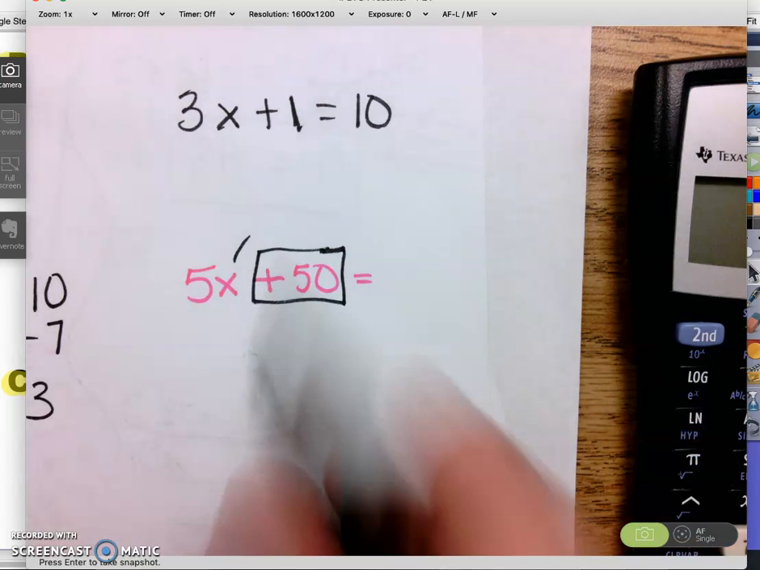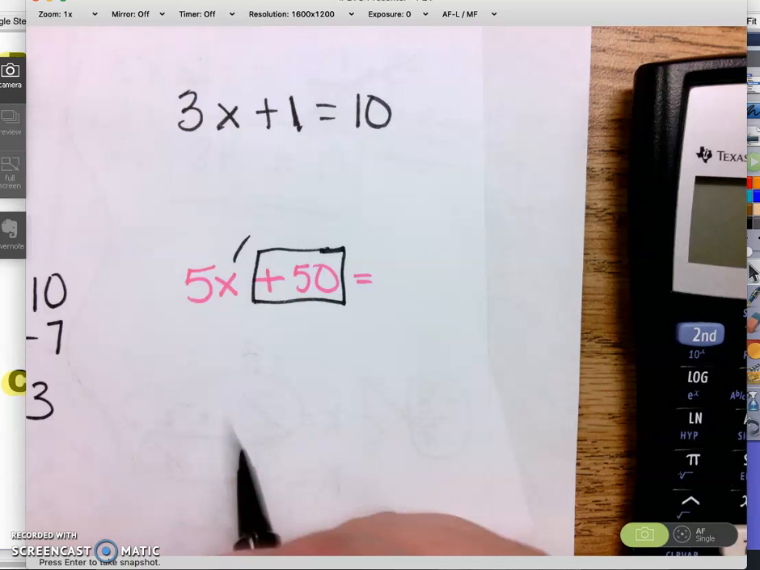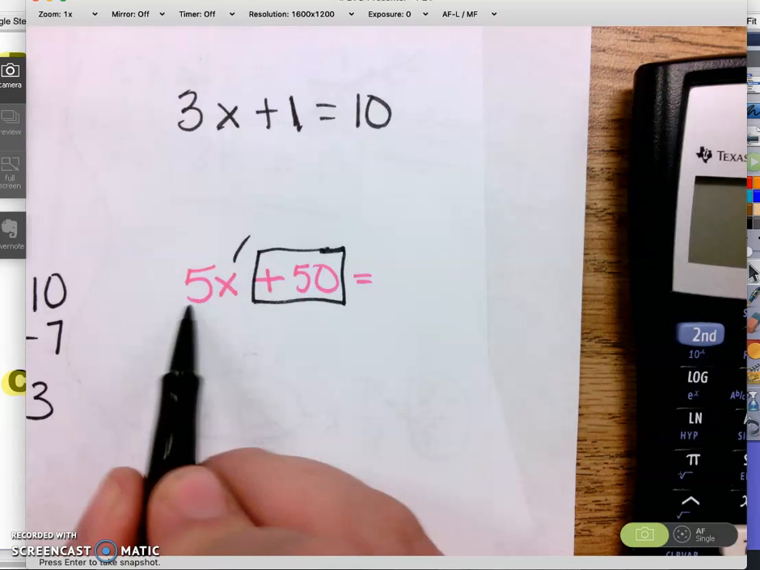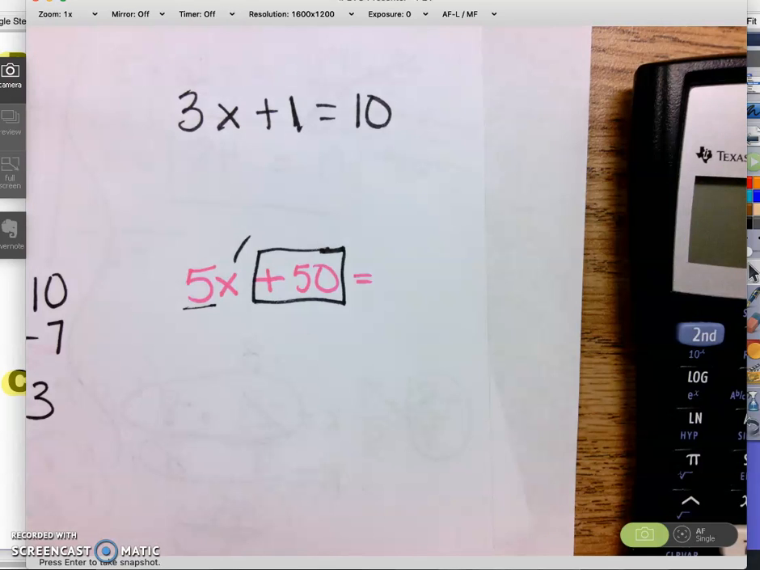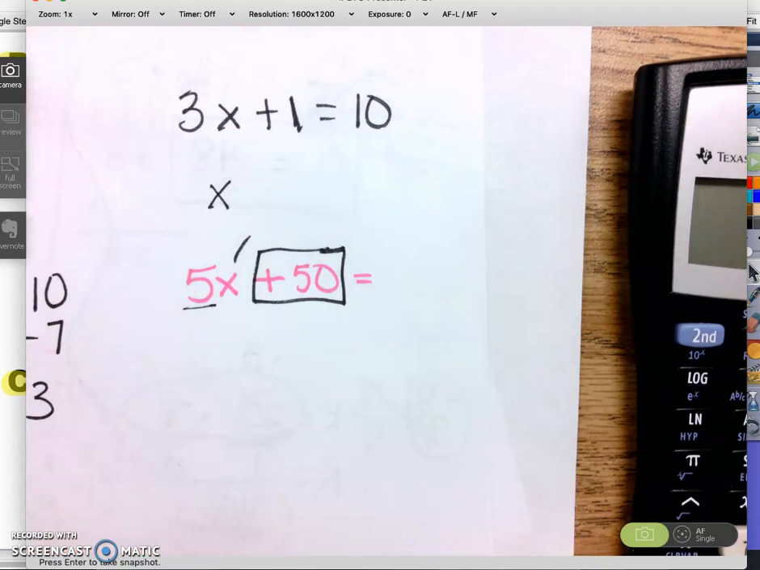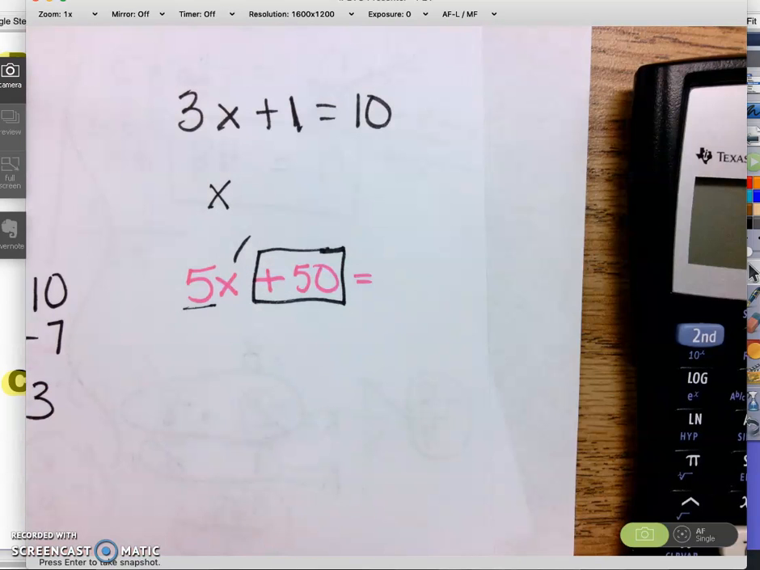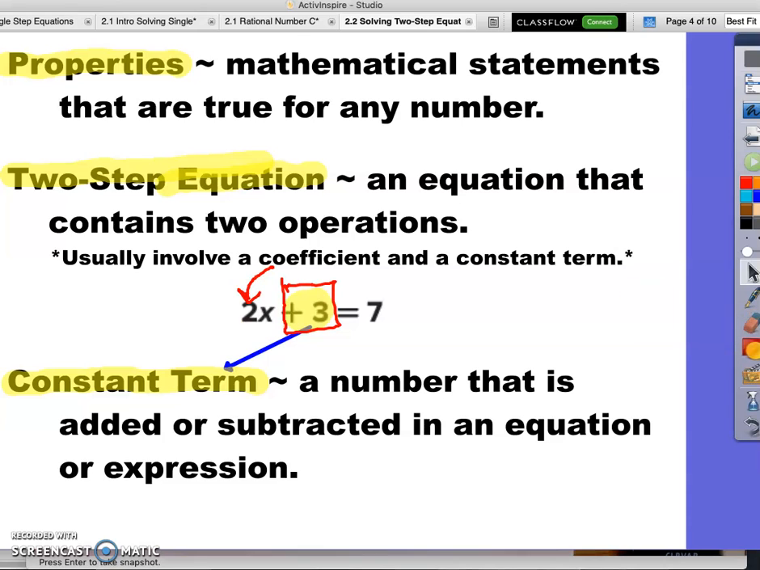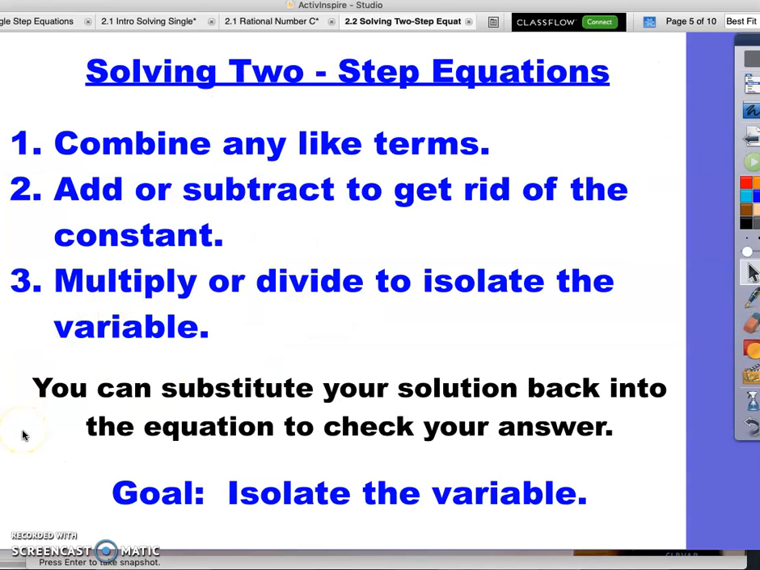Now it's very important to know the difference between my constant and my coefficient. The coefficient is connected to the what? The variable. It's the number connected. If I just have an x, I have an invisible 1. Always, our goal is to isolate the variable so that it is 1x or 1n or whatever. Combining like terms is our first step, any like terms.